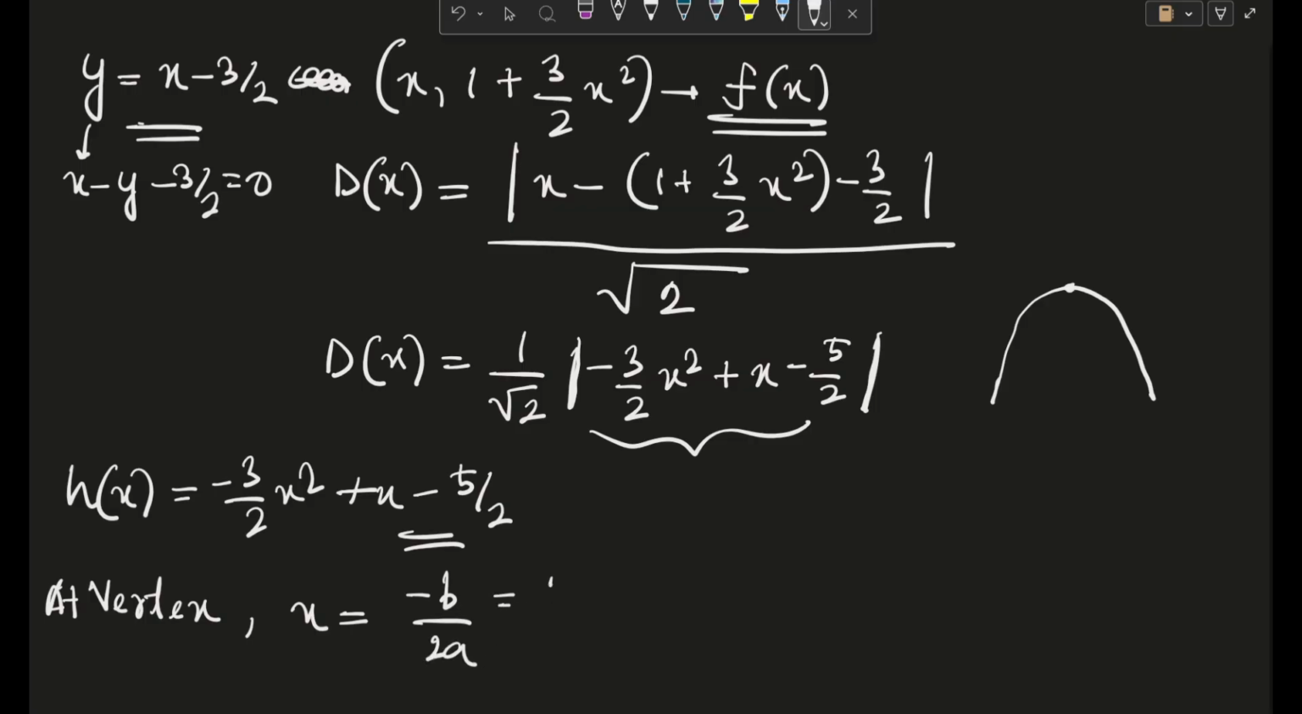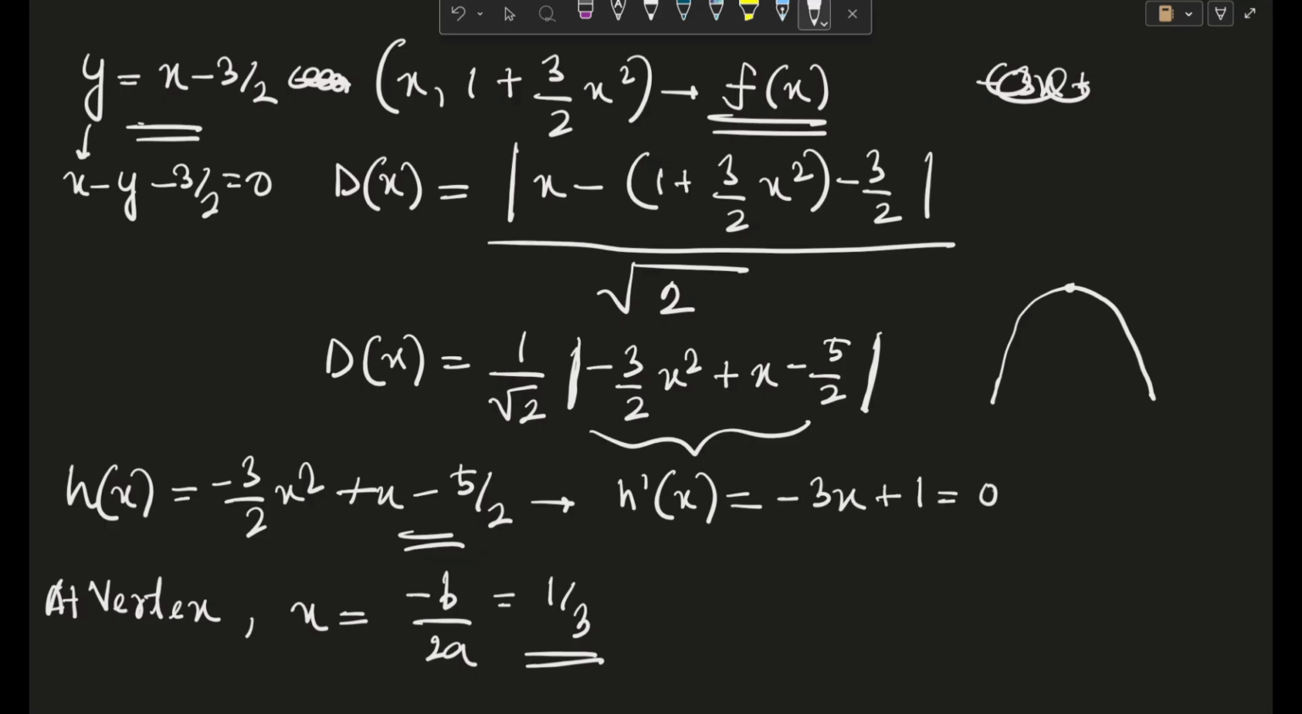So I guess this thing comes out to be equal to 1 by 3. Am I correct? Yes, I guess I'm correct. This comes out to be equal to 1 by 3. And guys, if you feel confused here also, you can directly compute h dash x, which comes out to be equal to minus 3x plus 1, and put that equal to 0. That is also working.